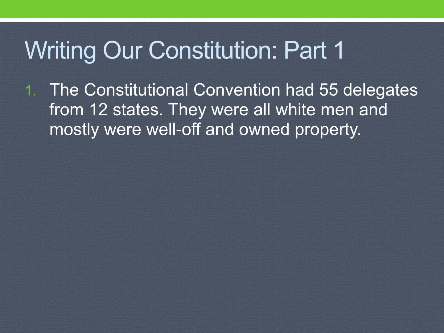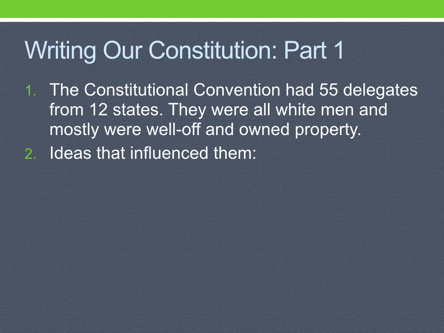So first off, a little background. The Constitutional Convention had 55 delegates from 12 states. You'll notice it's 12, not 13. Rhode Island was so concerned about state power being taken away that they decided not to participate once they realized what was happening. All of these delegates were white men and primarily wealthy, well-off property owners.